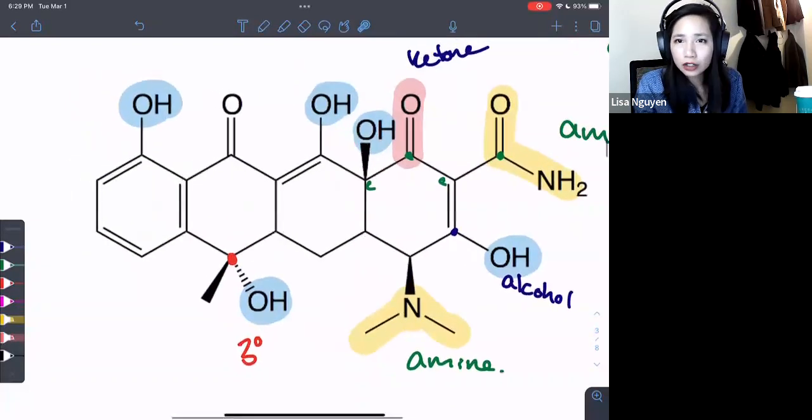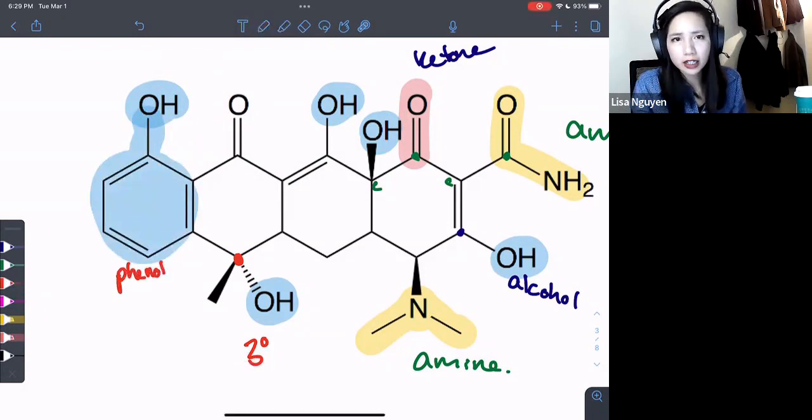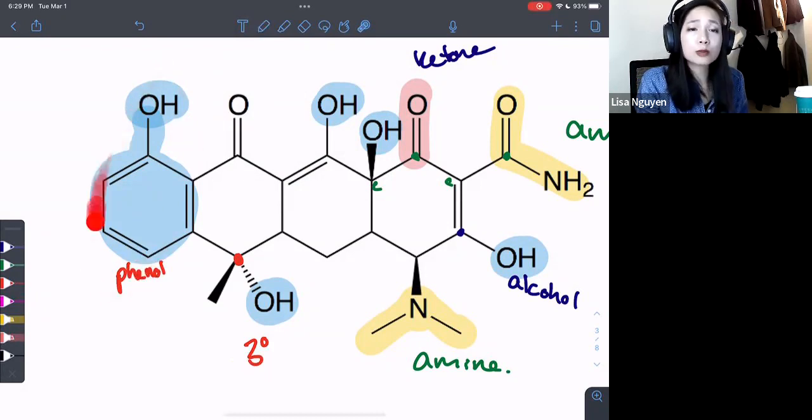You're right, Allie. This is a phenyl. I got a little too crazy with my highlighter. This is an alcohol, but because it's attached to an aromatic ring, this whole thing is called a phenyl group. Kind of like we're identifying tertiary, secondary, etc., this is a specific type of alcohol because it is attached to an aromatic ring. So we consider that phenyl.